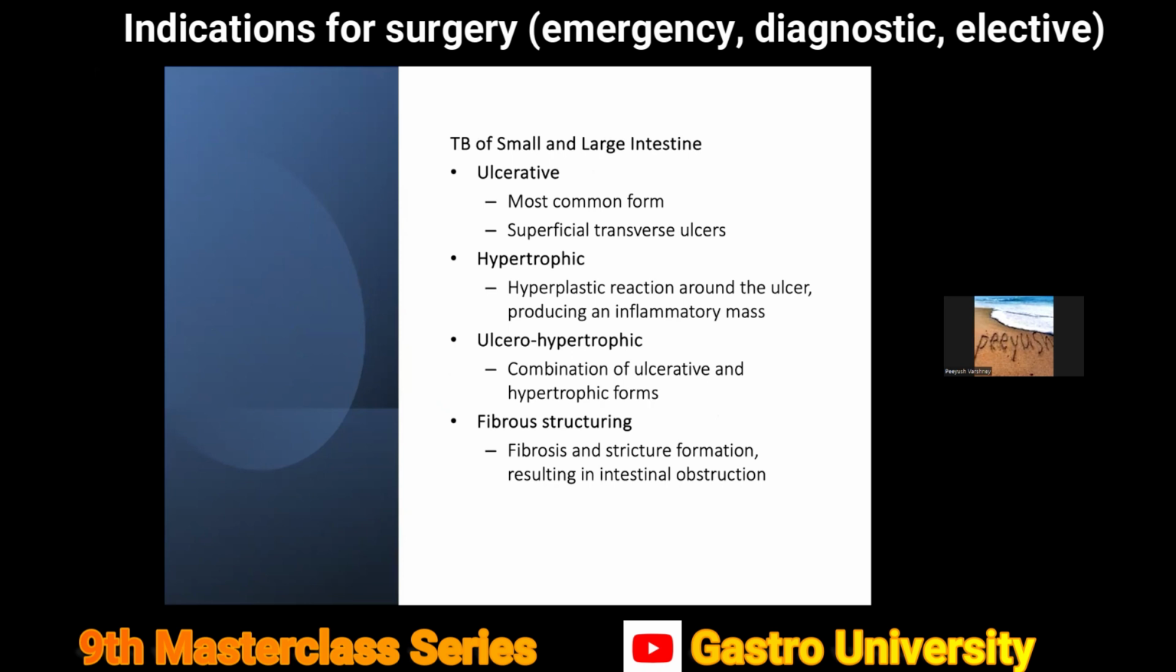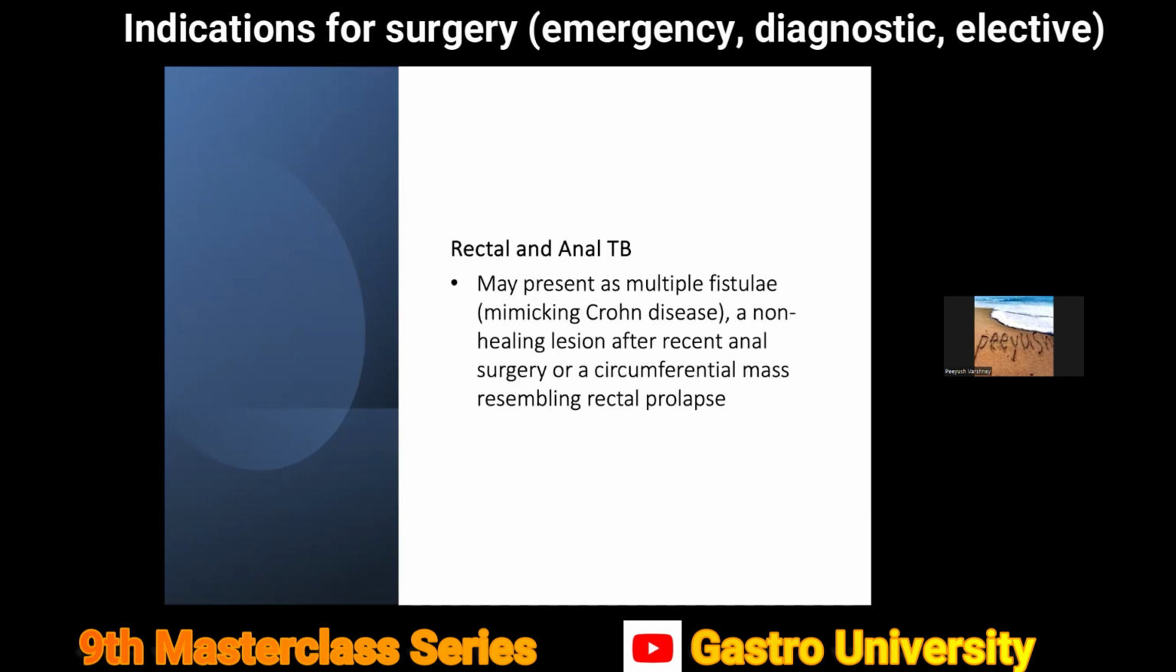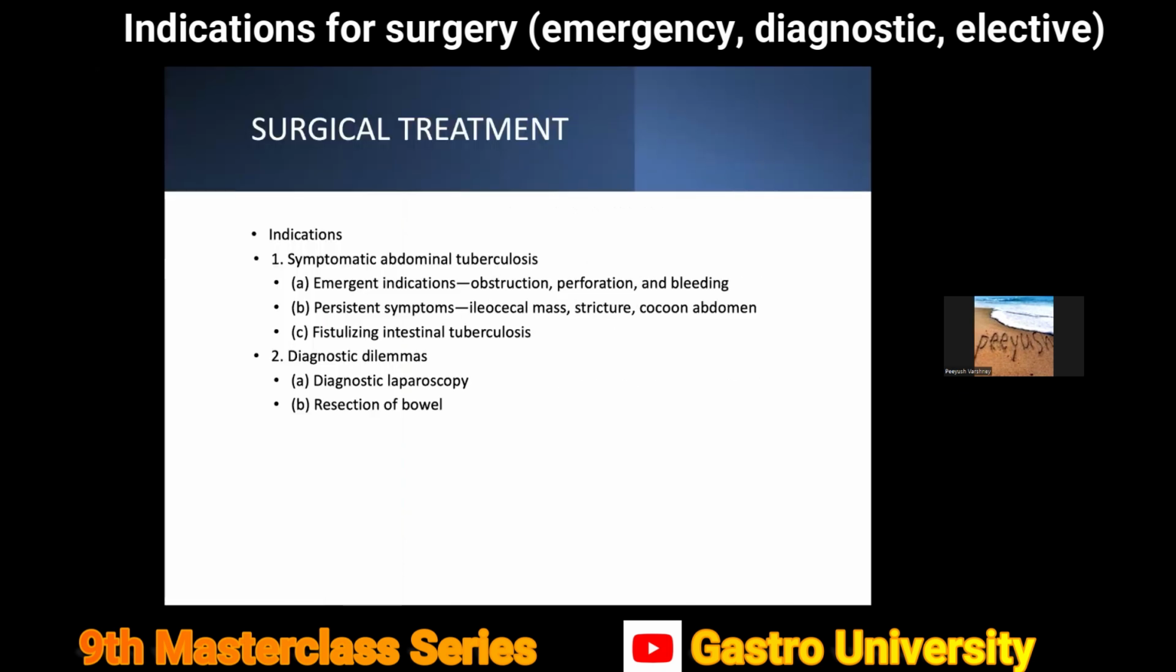Then comes the luminal part, the TB of the small and large intestine. It is the most common form, and it has been divided into 4 types: ulcerative, hypertrophic, ulcero-hypertrophic, and fibrous. This will have an effect on what kind of surgery is needed. And lastly, rectal or anal TB may present in the form of multiple fistulae, which may require surgery for the treatment.